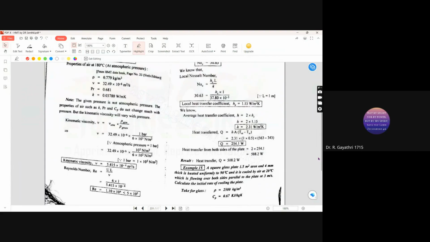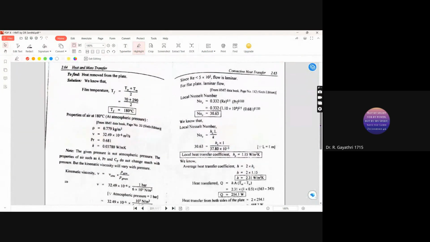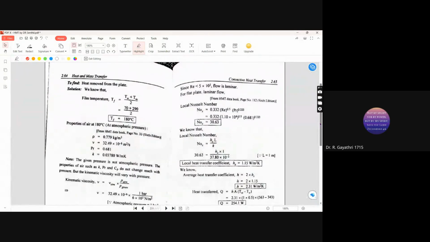Reynolds number formula is UL by nu: velocity times length of the plate divided by kinematic viscosity at 6 kilonewton per meter square. So we use the kinematic viscosity at the given pressure value, not at 1 atmospheric pressure. So we calculated the Reynolds number. It is below 5 into 10 power 5, so we identify the flow type as laminar flow.